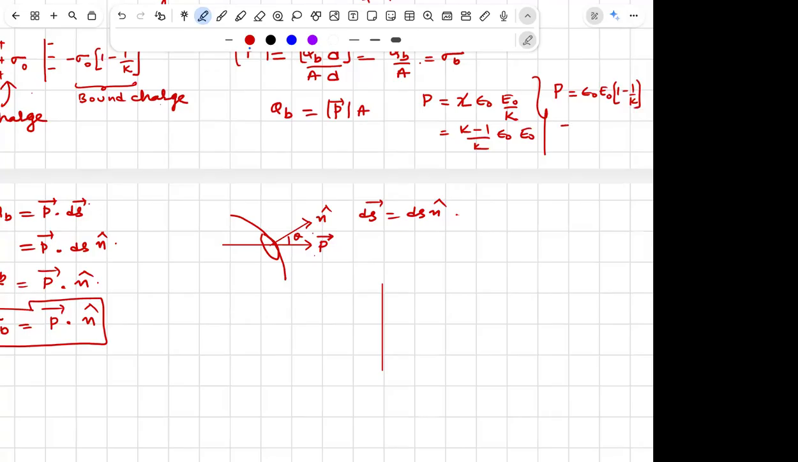What is E naught here? Simply Q free over epsilon naught A, times 1 minus 1 by K. So therefore, what is P here? Q free by A times 1 minus 1 by K.